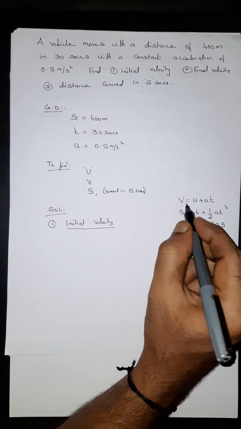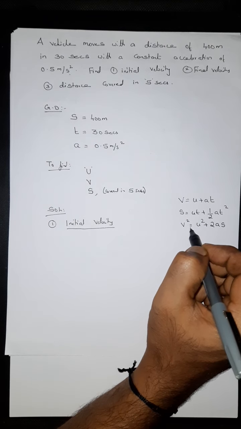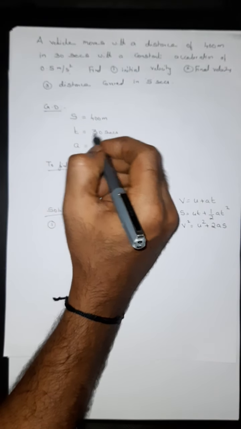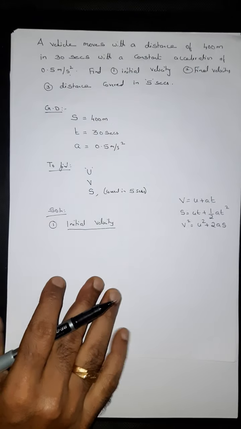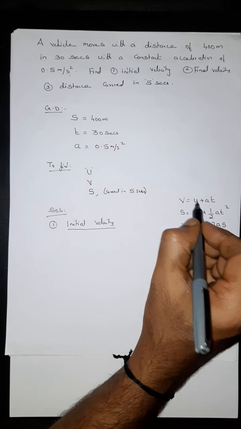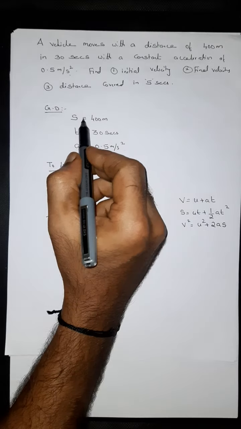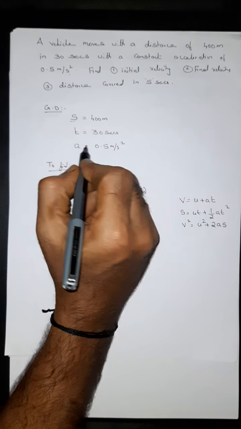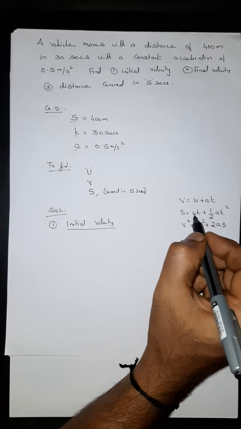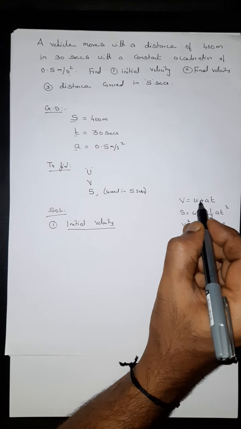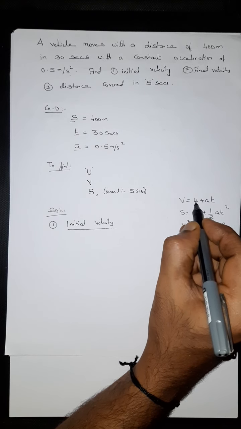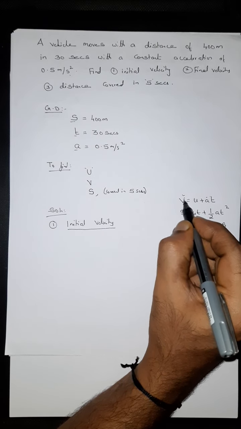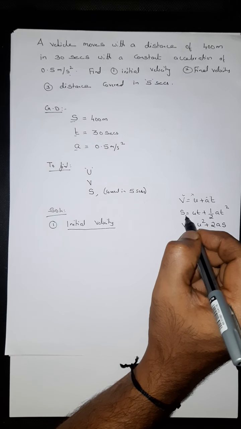At first, check which formula is apt to find the initial velocity with the given or available data. Ultimately we have to find U. The displacement, acceleration and time are given. If you want to find the initial velocity using this formula, V, A and T are all important. Unfortunately, V is not given, so this is ruled out. Let's move to the next formula.